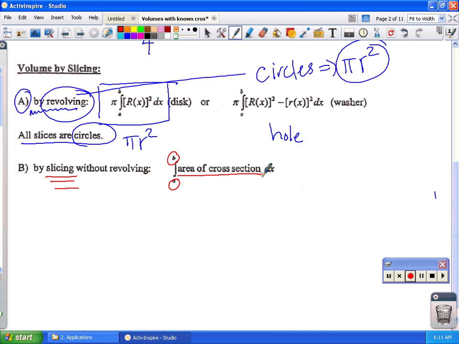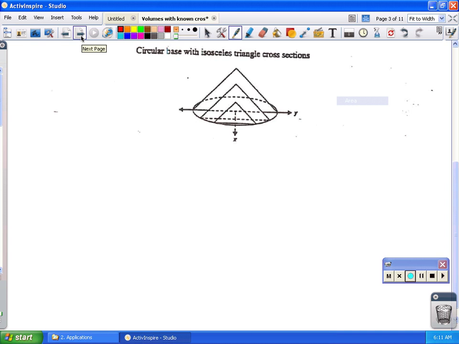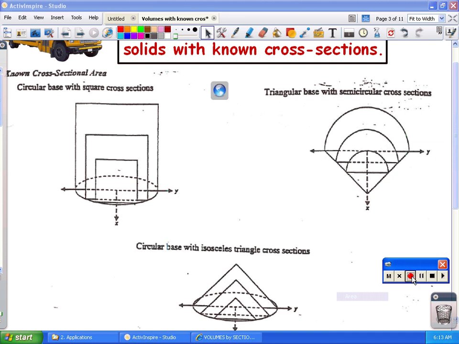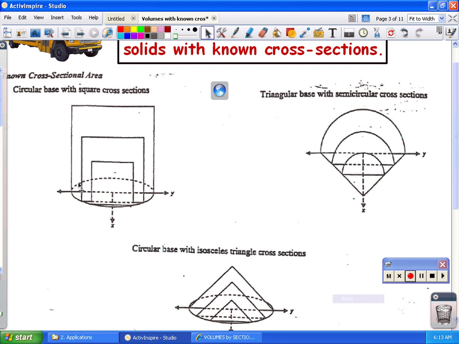Okay, so let's take a look at what these objects might look like. This is also in your packet. In this first example, what we have is a circular base. I want you to notice the orientation of the x and the y axis. They've turned this thing so that the y-axis is running horizontally. It's just like taking a piece of graph paper and turning it. That's all that's happened. They're trying to sit this object up so you can see what it looks like three-dimensionally. So when you think of this, I want you to think of it kind of like a cake. The plate of the cake, let me get my pencil here.